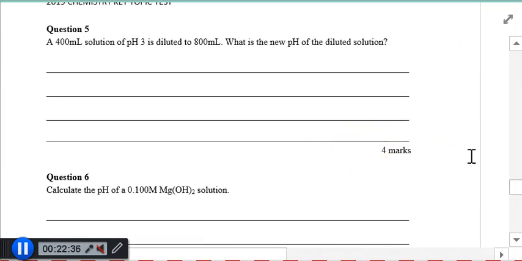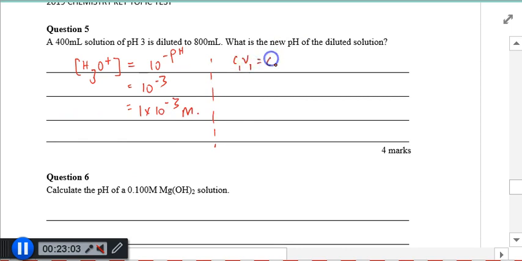Okay, dilution question. 400 mils of solution of pH 3 is diluted to 800 mils. What is the new pH? So I would work out the concentration of hydronium ions, which is using 10 to the power negative pH. So 10 to the power negative 3, 1 times 10 to negative 3 molar. Now we use C1 V1 equals C2 V2 to work out the effect of your dilution.